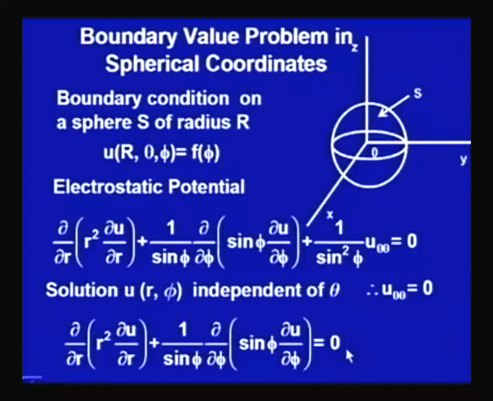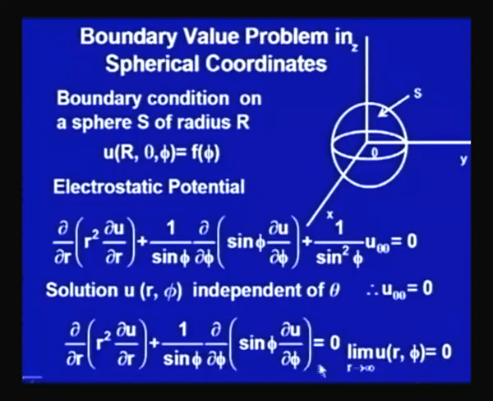One more thing we would like to say is that this potential has to go to 0 as r approaches infinity. The boundary condition is on the surface, so we consider inside the sphere and outside the sphere. Inside the sphere the boundary condition comes over here, and outside the sphere we say that the limit as r approaches infinity of u(r, phi) is 0.